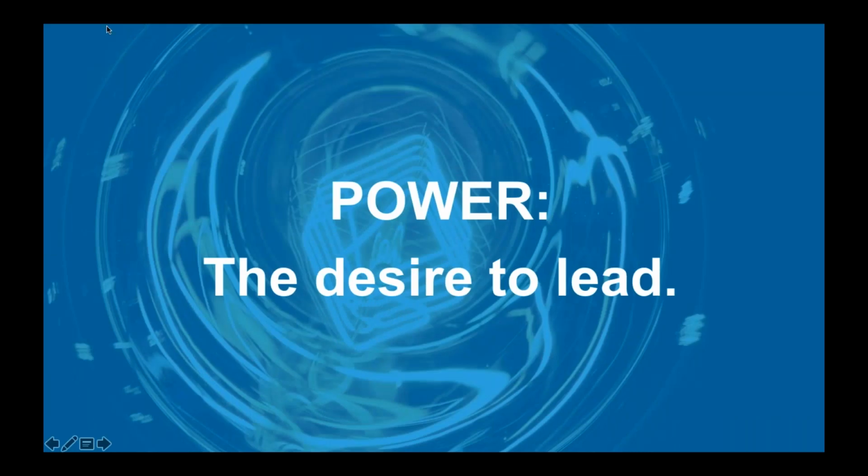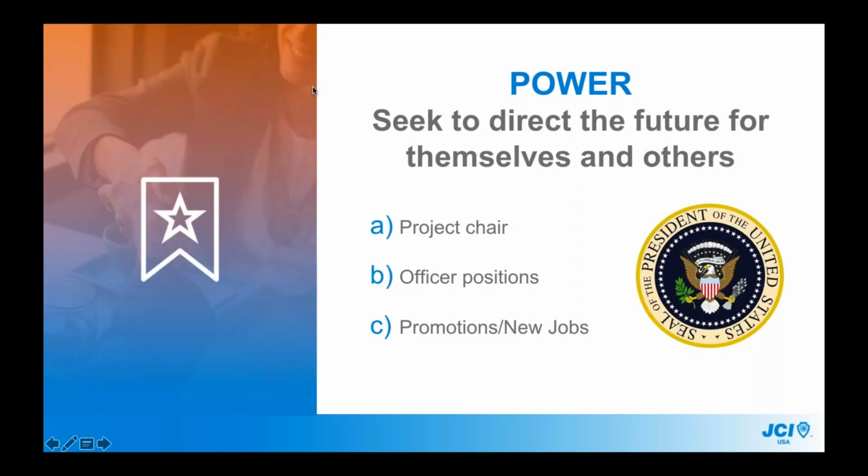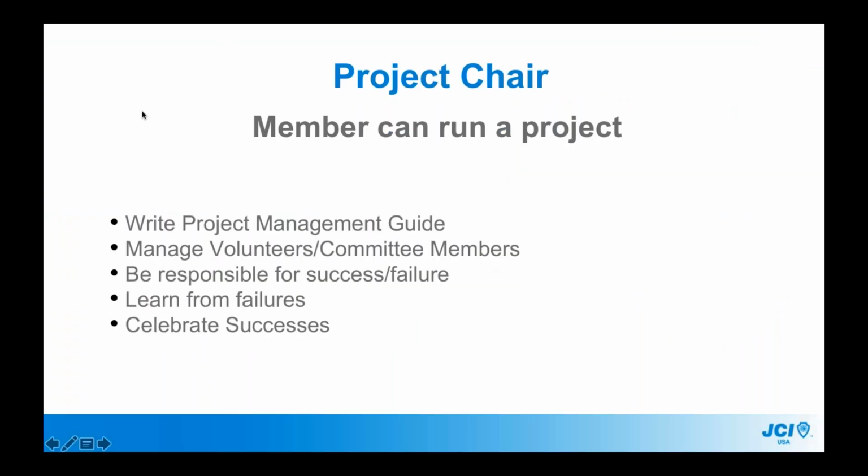Another motivating quality is power, which is the desire to lead. So some members seek to direct the future for themselves and others. Leadership positions that exist in the organization are project chairs, officer positions at the chapter, state, and national and international level. And then also these opportunities on the flip side out of the Jaycees lead to promotions and new jobs.